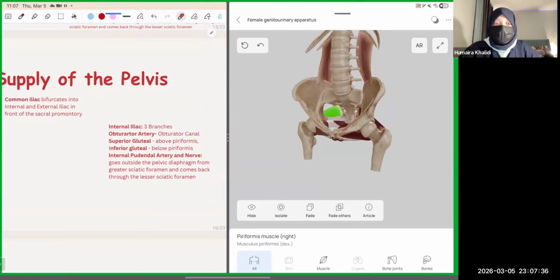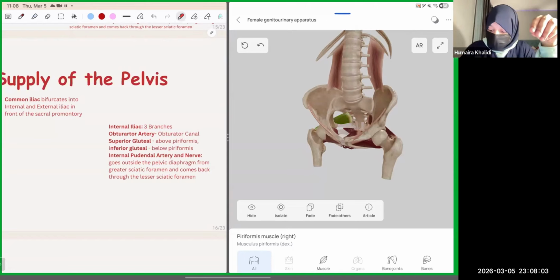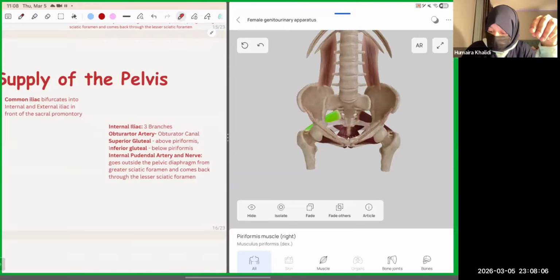Do you guys remember the internal pudendal artery? I think you took it in GIT. I think it was my lecture in GIT. Yes, very good. Thank you guys. So the internal pudendal artery goes outside the pelvic diaphragm through the greater sciatic foramen, and it comes back through the lesser foramen. So what is it doing here? Guys, do you see how the pelvic diaphragm is over here?